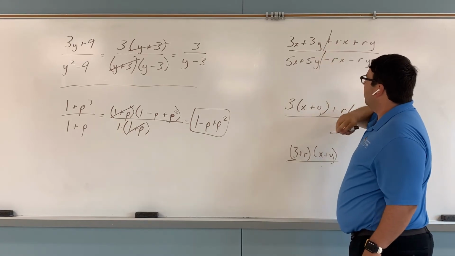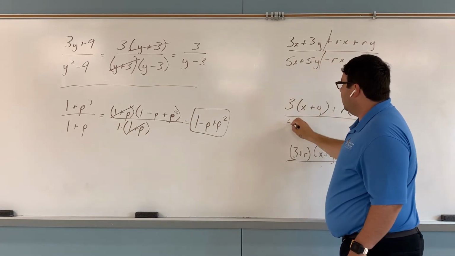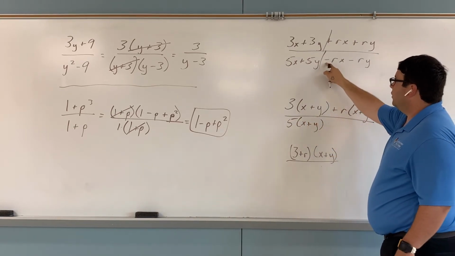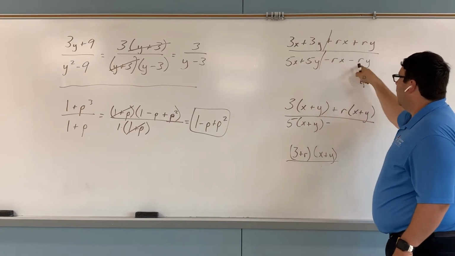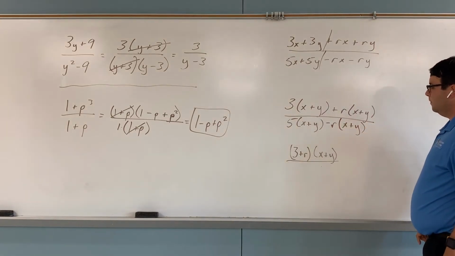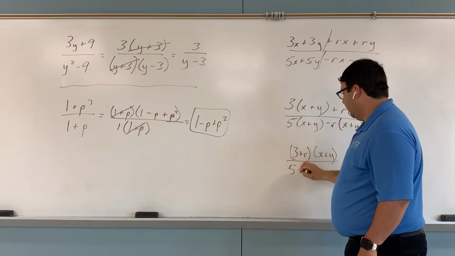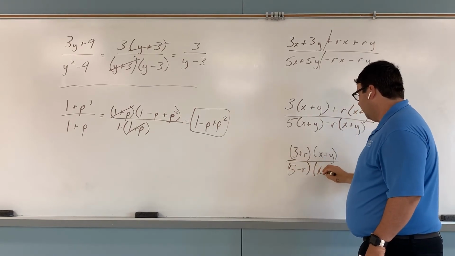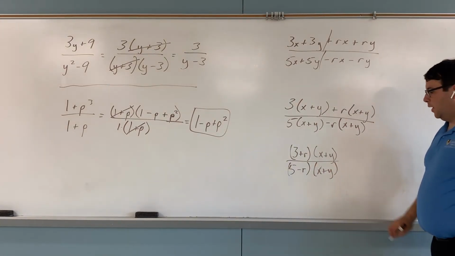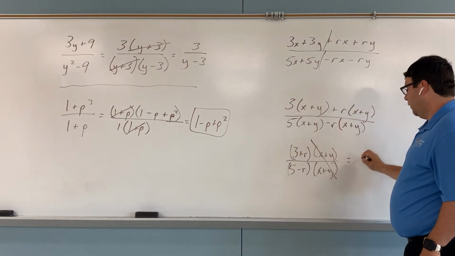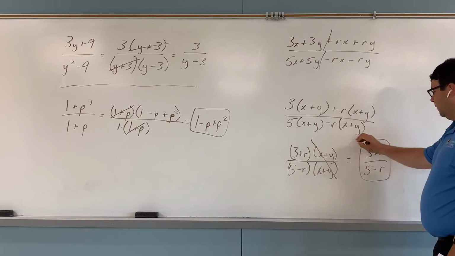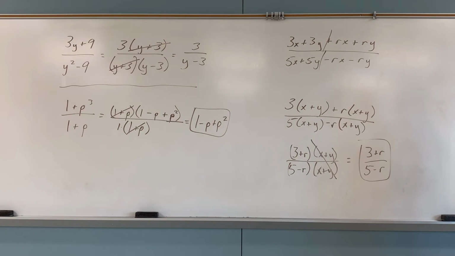Now let's look at that denominator. I'm going to split it in half again because it's 4 terms. I can pull out a 5 over here. I'm left with x plus y. Over here, I do want to change my sign, so I'm going to pull out a negative r, and I'm left with x plus y. So I can pull out 5 minus r, and I'm left with an x plus y. Very good. Cancel what you can. You're left with 3 plus r over 5 minus r. All right, not too bad.